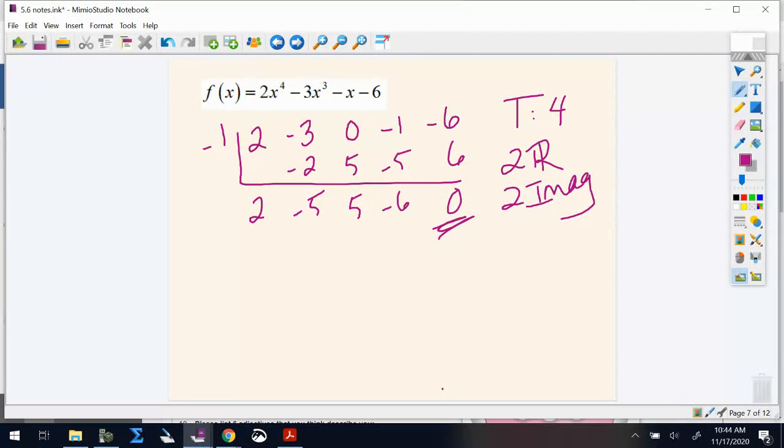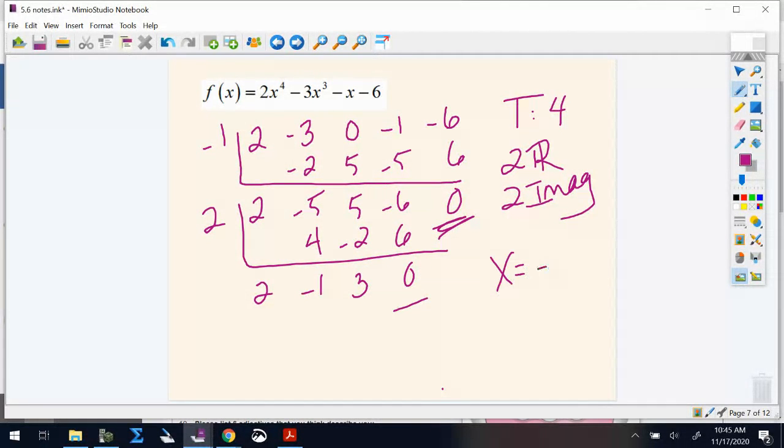Again, that works. And then I'm going to try 2 because that was the other place that it looks like it crosses the x-axis. So I'm going to drop down, multiply, add, multiply, add, multiply, add. So I have proven my 2 real ones are at -1 and at 2. And what I'm left with, my 2x squared minus x plus 3, that's where the imaginary comes from. That is the part that's not factorable, that doesn't give any real solutions.